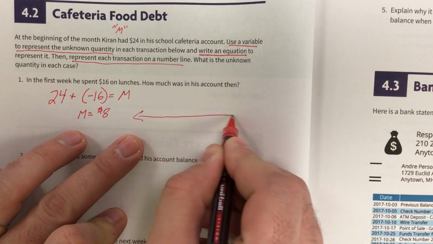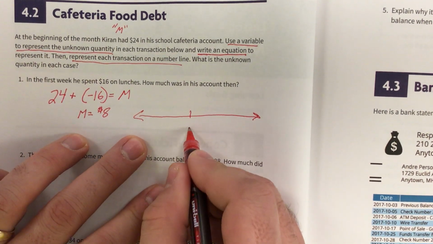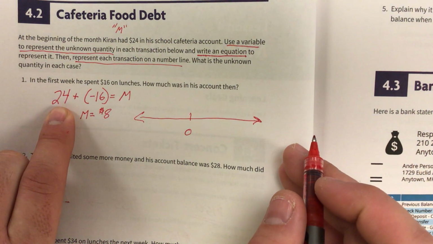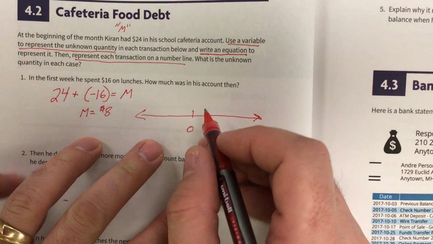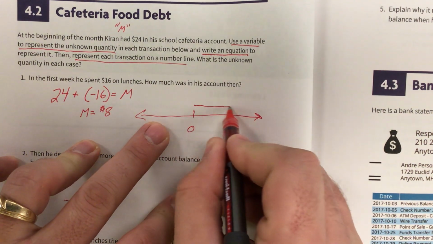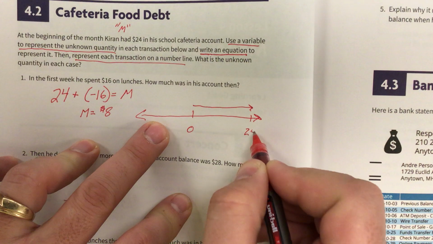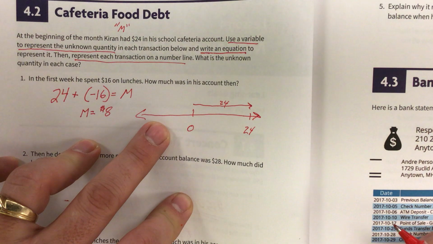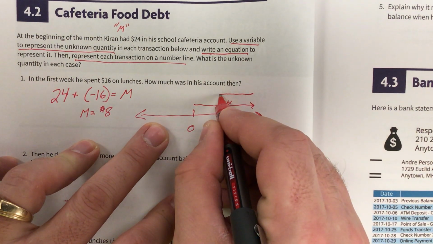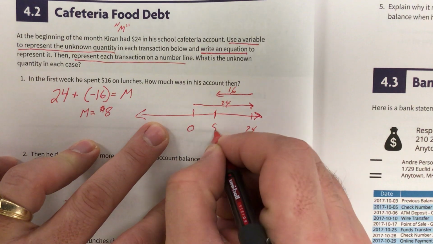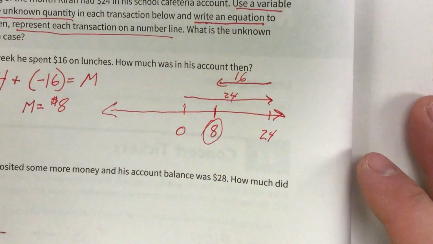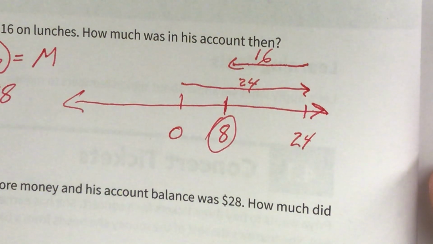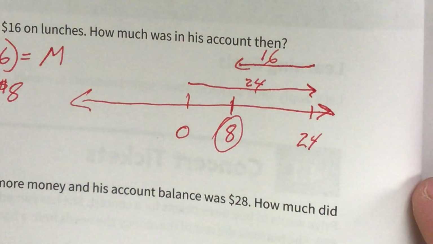Number line. It doesn't have to be anything fancy. I'm going to start with 0. How do I represent 24? Which direction? So I'm going right 24. And I'm not going to label all the numbers. Just going to show I went to 24. Then it's negative, so I'm going back 16. And I'm ending up at 8. That is good enough. Label the numbers that are most important.